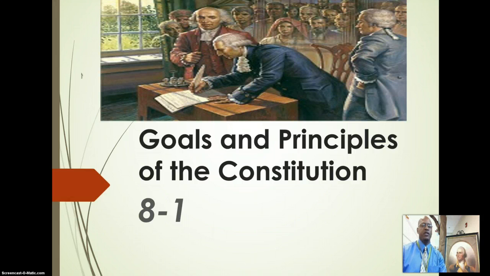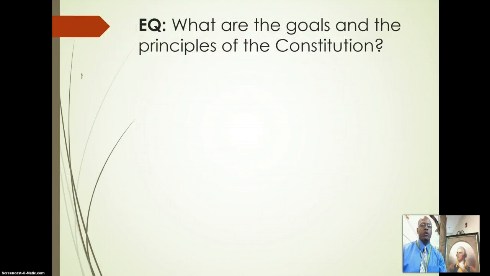We're going to start our new unit on the goals and principles of the Constitution. This is really important as we prepare for our Philadelphia trip and to have some time to actually go to the actual site of where our Constitution was written. Your essential question: what are the goals and the principles of the Constitution?